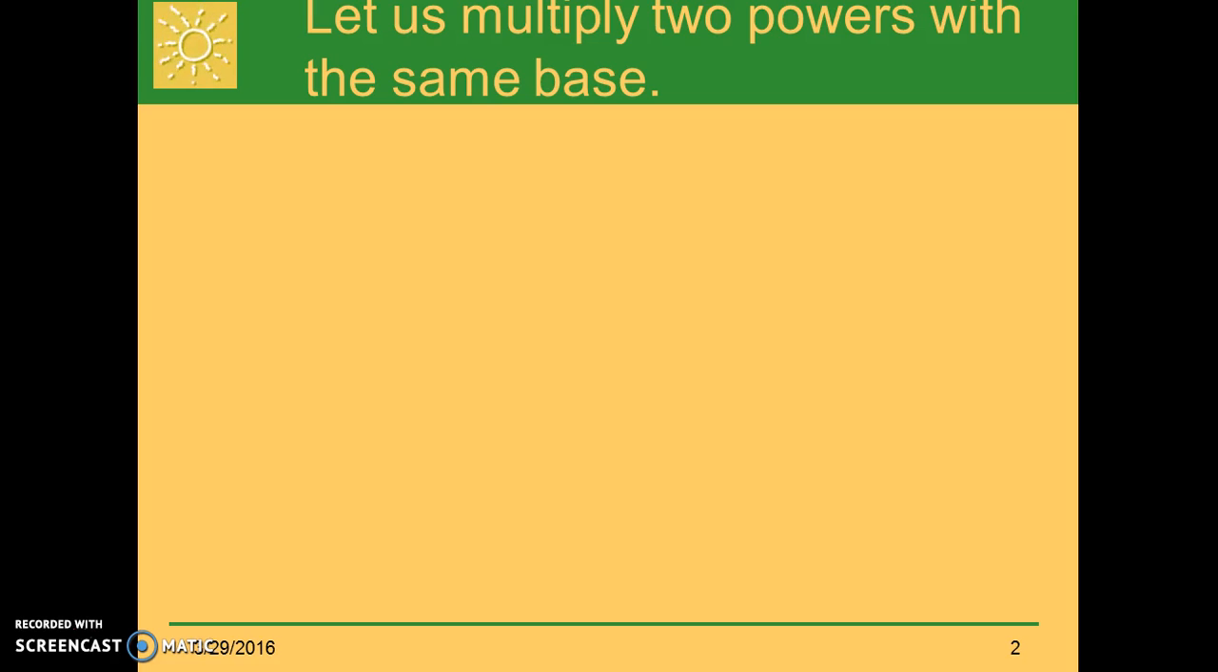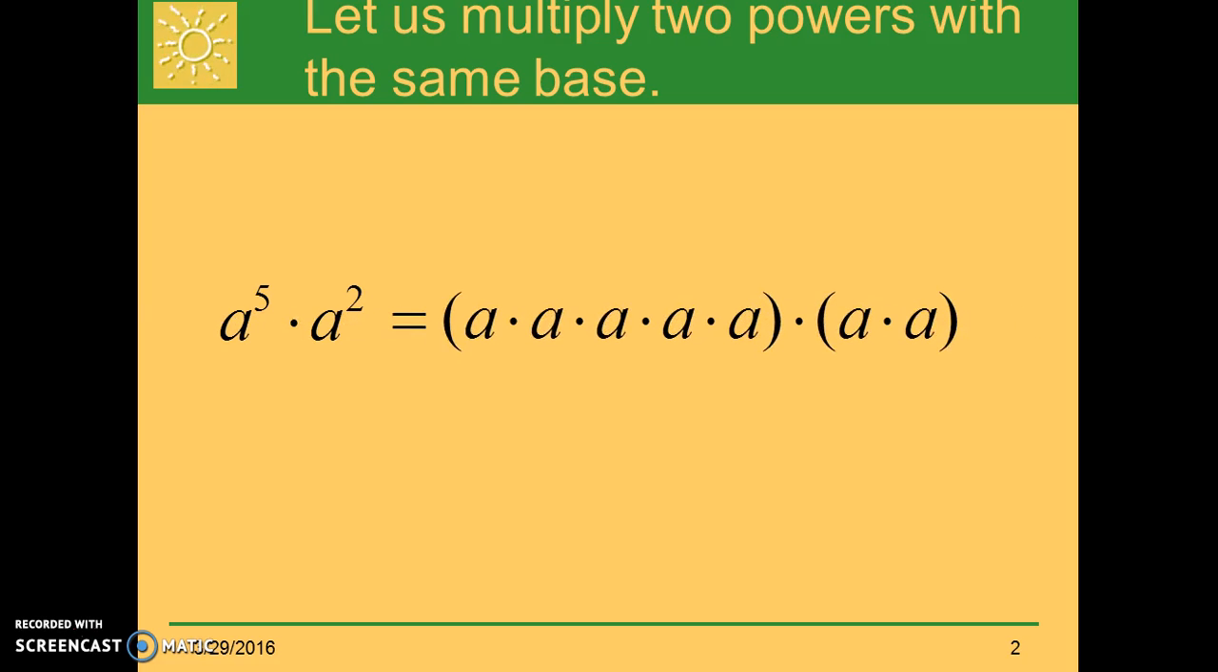It says, let us multiply two powers that have the same base. So for example, and this is not an example in your notes yet, we're just kind of exploring one of the first rules. So say I'm taking a to the 5th power times a to the 2nd power. Well, let's think about what that means. We know a to the 5th power means a times a times a times a times a, 5 a's. And a to the 2nd power means a times a, or 2 a's.